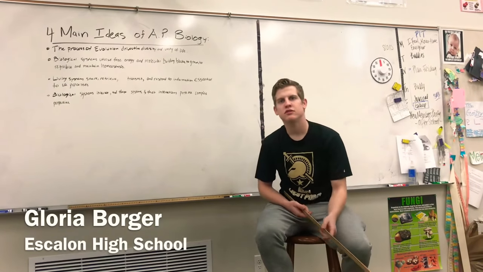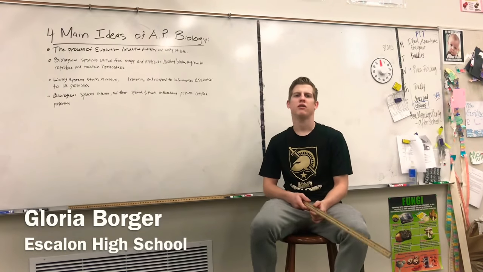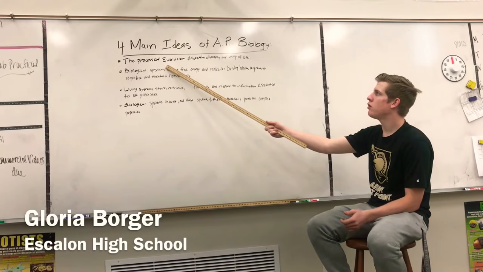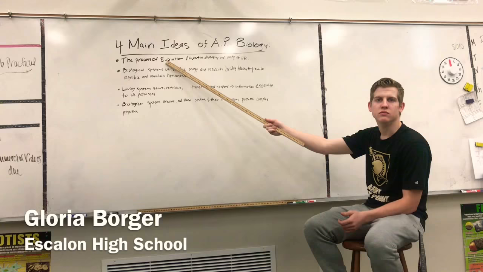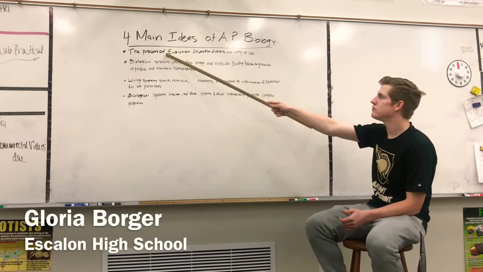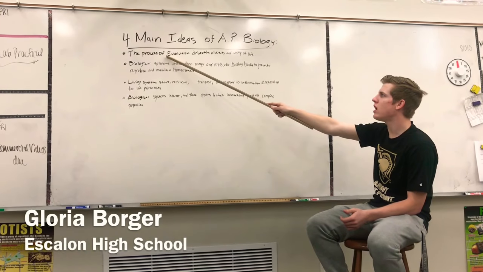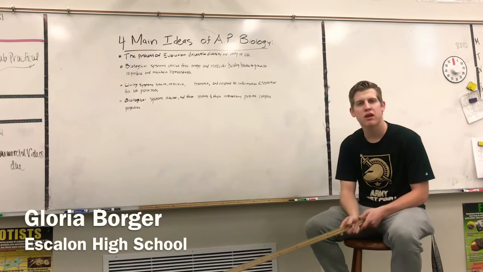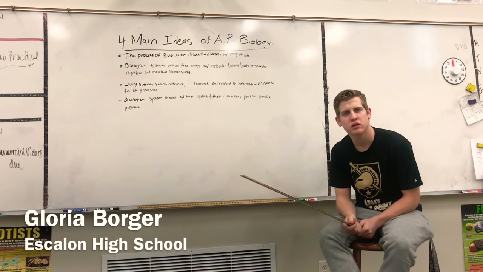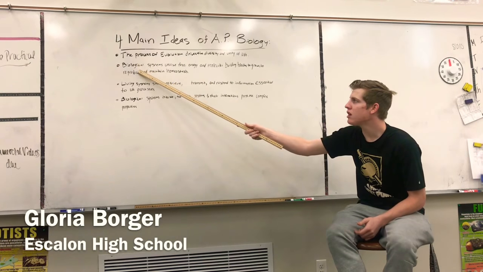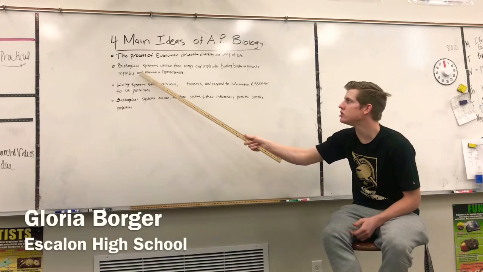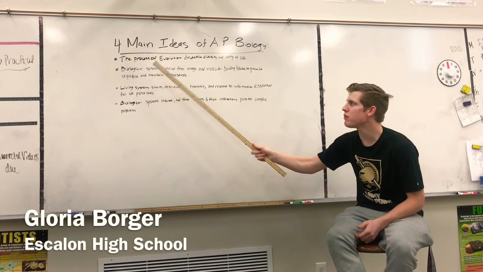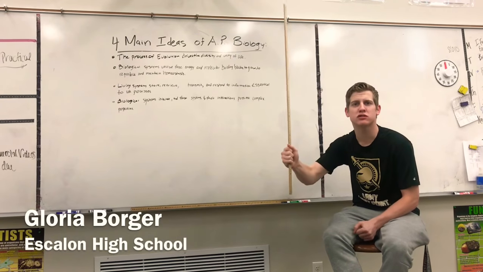Welcome to this AP Biology summary outline for you future students out there. These are the 4 main ideas of AP Biology. Starting with number 1, the process of evolution drives the diversity and unity of life. Important main point, you'll spend lots of time on that. Number 2, biological systems utilize free energy and molecular building blocks to grow, to reproduce, and maintain homeostasis.